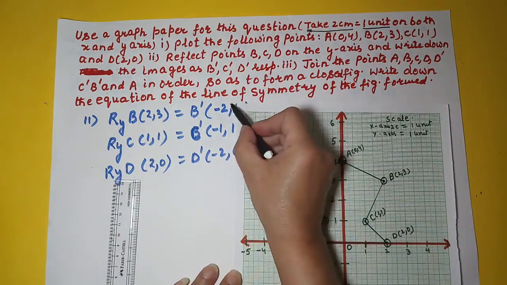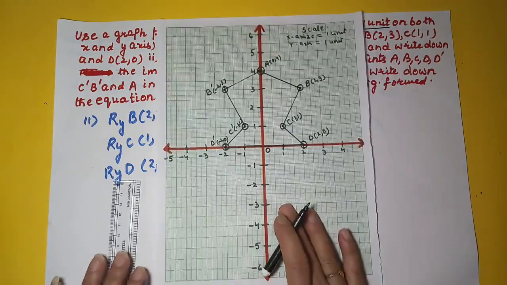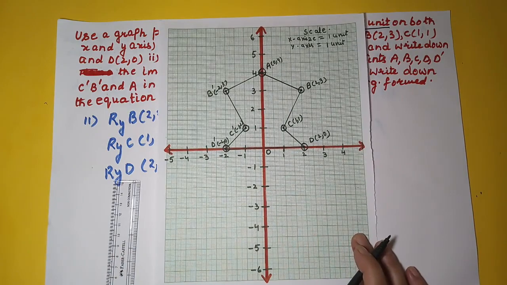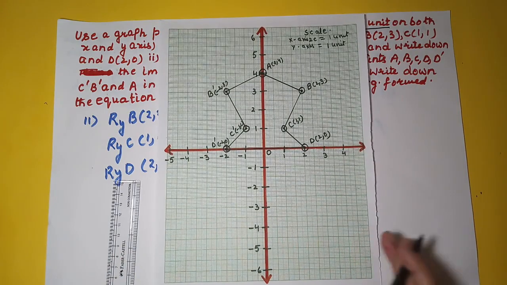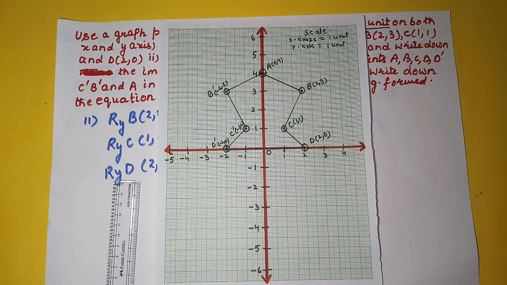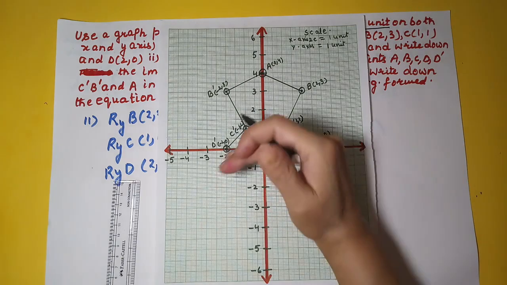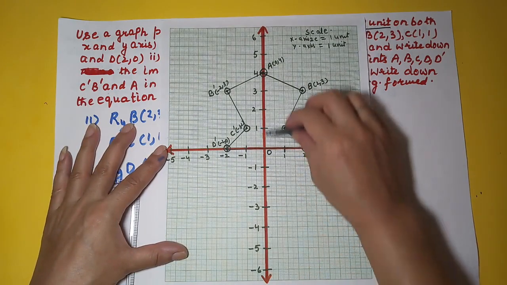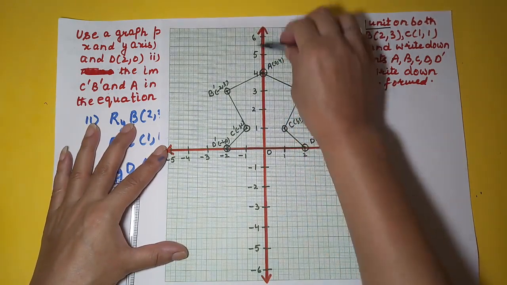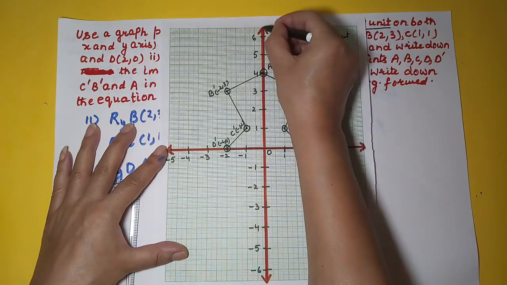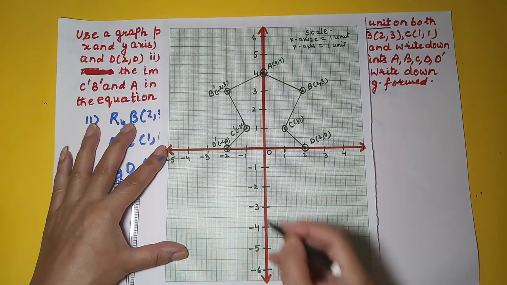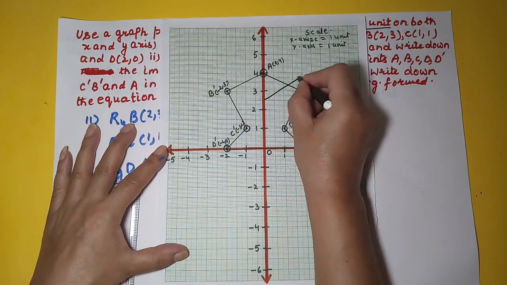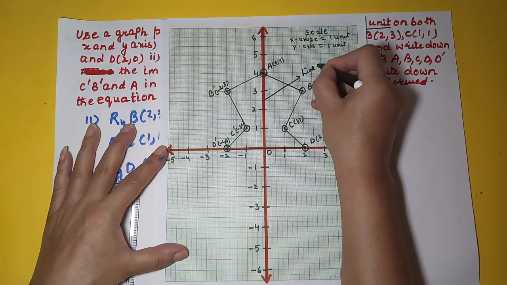Write down the equation of the line of symmetry of this figure. Now what is the line of symmetry? Line of symmetry is that line which divides the figure into exactly two shapes. Now can you guess from this figure which can be the line of symmetry here? Obviously y-axis. Y-axis is the line of symmetry, right? Because this line can divide it into exactly two shapes. That's why it becomes the line of symmetry, right?